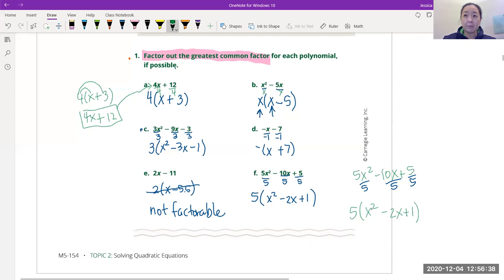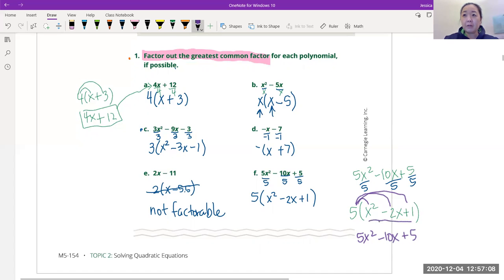All right. And remember, like I told you, if we were to multiply this all back out, if we were to distribute it all back out, it should give us an answer. And does it? Let's find out. So 5 times x squared is 5x squared. 5 times negative 2x is negative 10x. And 5 times 1 is plus 5. Notice right there, that's exactly the same as what we originally had. Yay, who knew? But that's how you would figure that out.